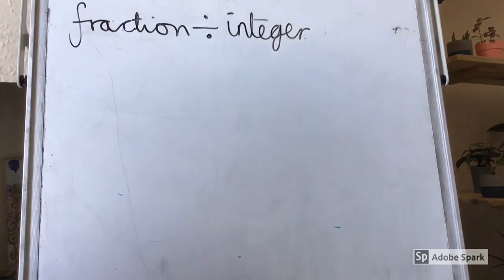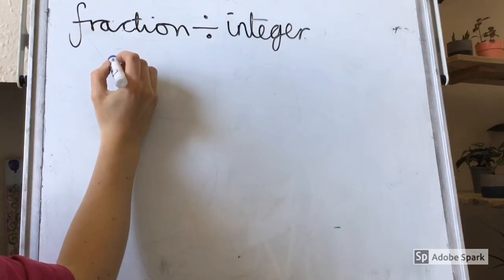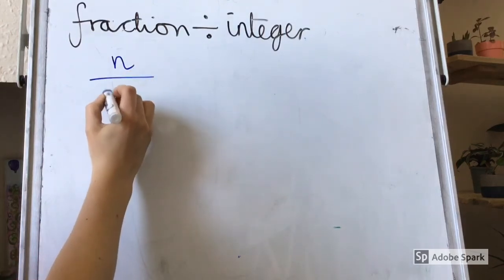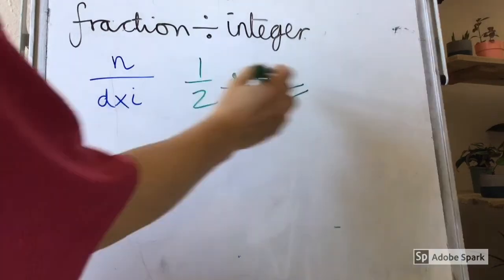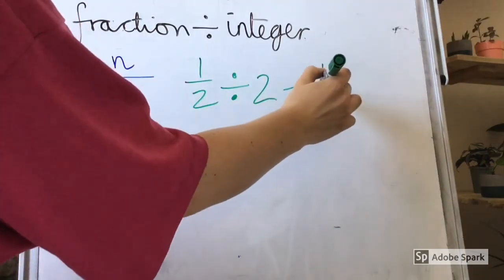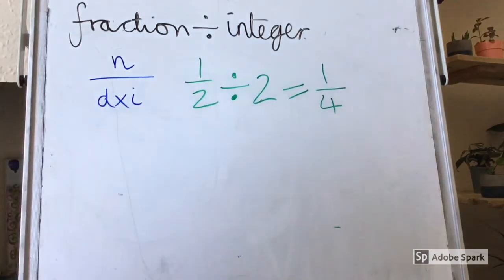When your numerator is not a multiple of your divisor, you need to remember the rule for dividing a fraction by a whole number, and the rule is the numerator stays the same, but you multiply the denominator by the integer. So 1/2 divided by 2, the 1 stays the same, 2 times 2 is 4, you would get 1/4.